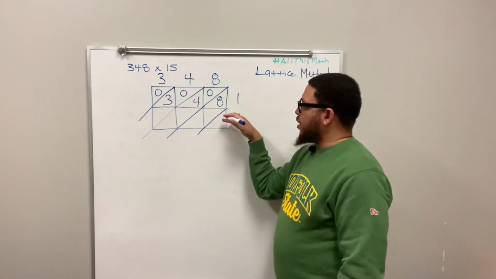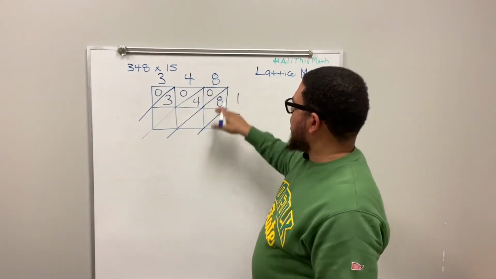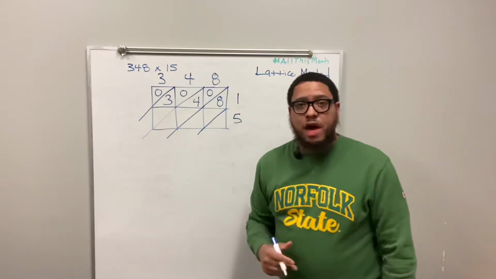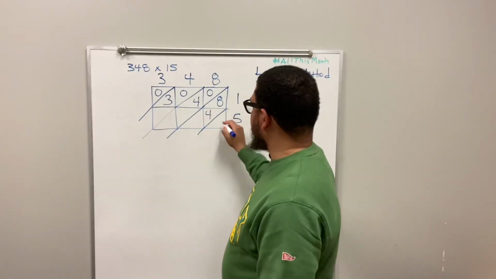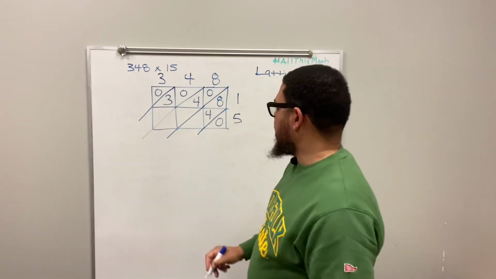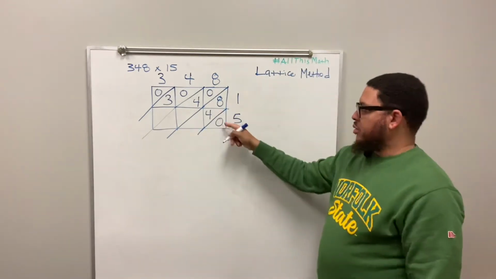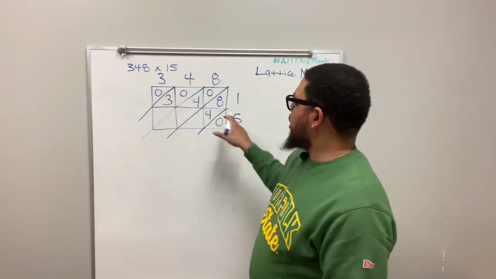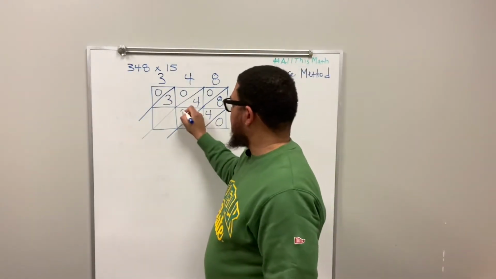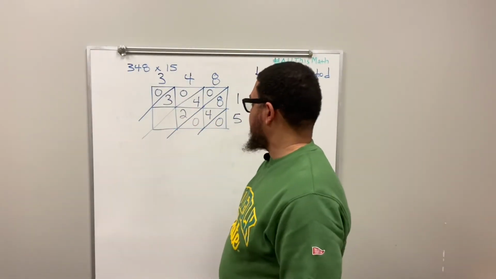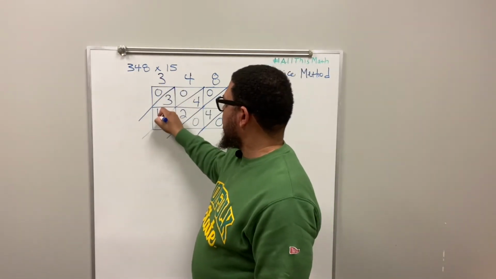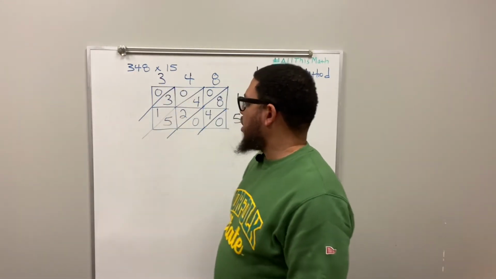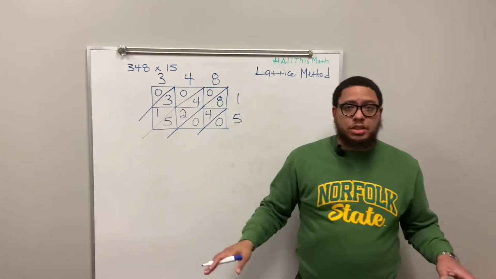Now I gotta fill in the bottom row. 8 times 5. 8 times 5 is 40. All right. Now the 4 goes into tens place. So that's up here. And the 0 goes into ones place down there. So I got 40. Then I do 4 times 5, which is 20. All right. Then I do 3 times 5, which is 15. All right. So now I'm done with all my multiplication.